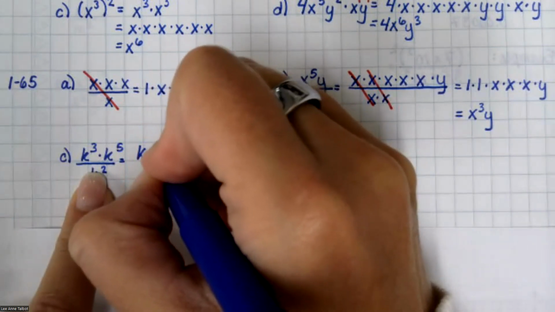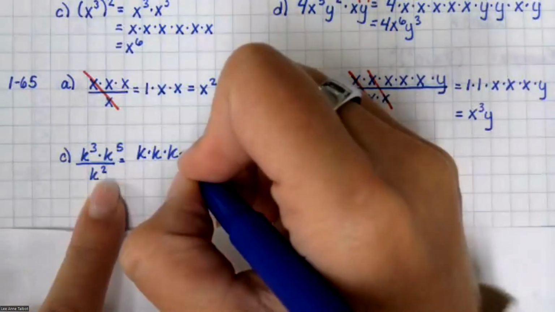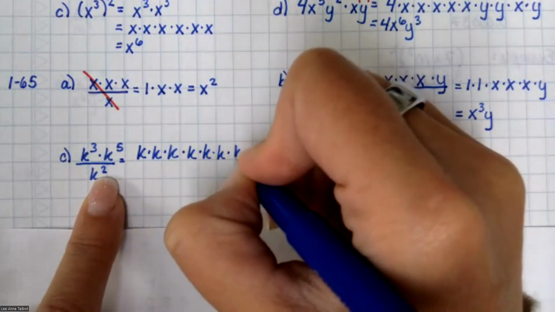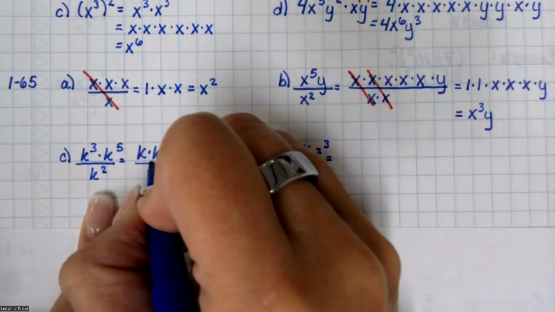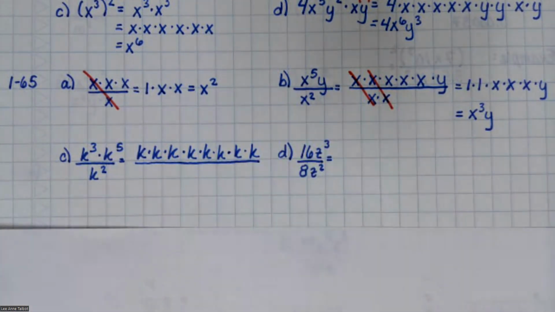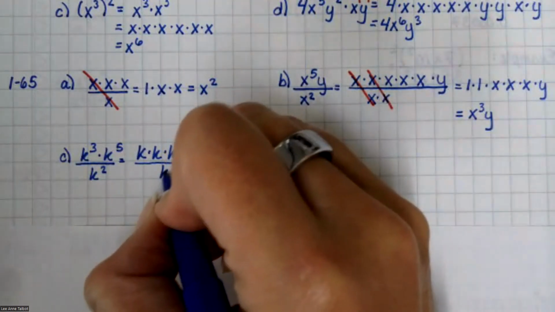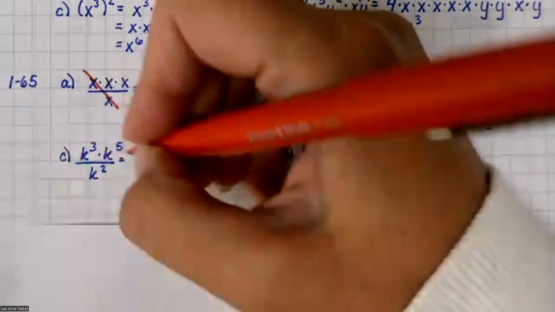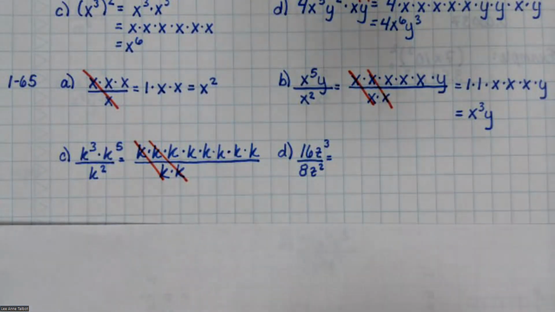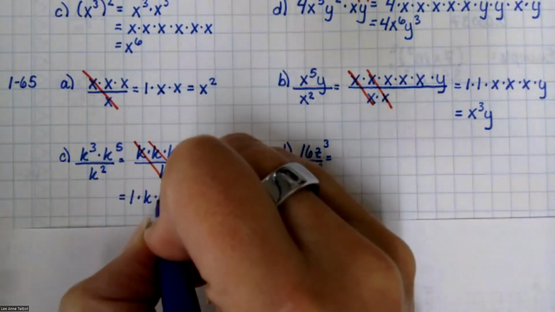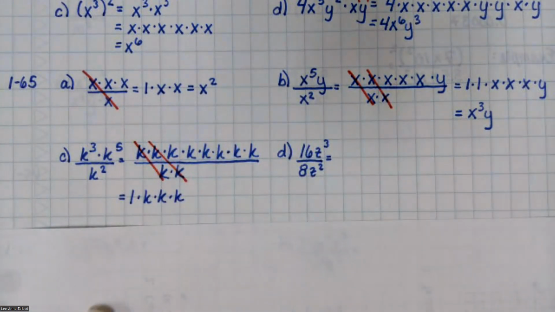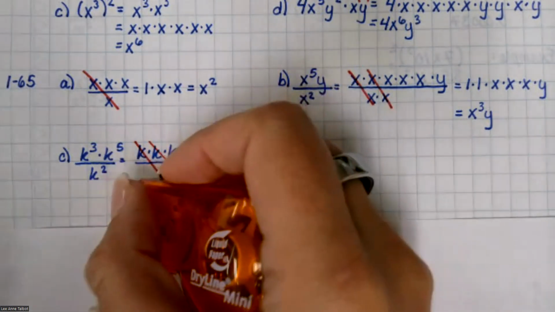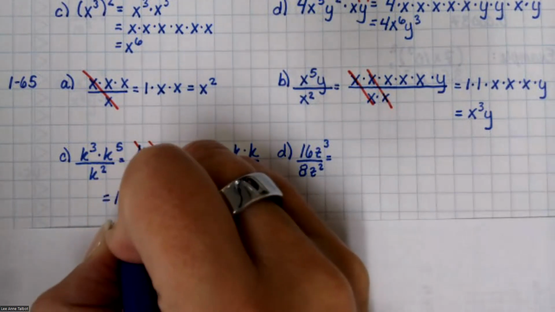So k to the 3rd, k times k times k, times k to the 5th, times k times k times k times k times k. I sound like the guy from South Park. Okay, okay, okay. Now I've derailed your brain. Okay, on the bottom, I have k times k. Giant ones, how many? 2. Oh no. There we go.